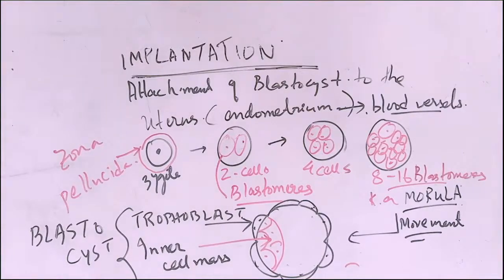So the blastocyst has the trophoblast as the outer layer. This is the early pre embryo. This will become the embryo. Which one will become exactly the embryo?